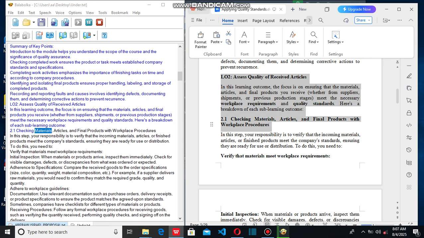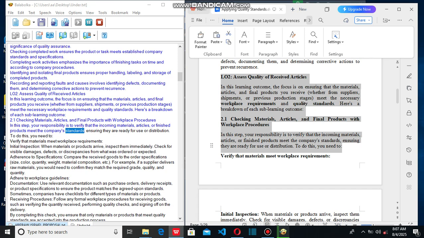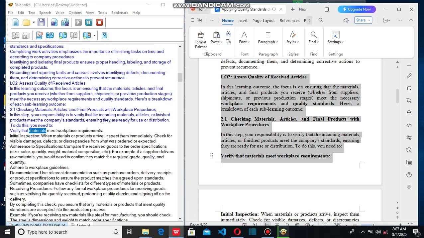2.1 Checking materials, articles, and final products with workplace procedures. In this step, your responsibility is to verify that the incoming materials, articles, or finished products meet the company's standards, ensuring they are ready for use or distribution. To do this, you need to verify that materials meet workplace requirements.